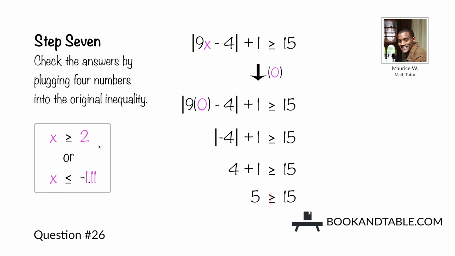Now let's test out this part of our answer. x is greater than or equal to 2. So let's plug in a number smaller than 2, which is 1. That should not work. And then we'll plug in 2, and that should work. When we plug in 1 for x, 9 times 1 is 9. 9 minus 4 is 5. The absolute value of 5 is 5.